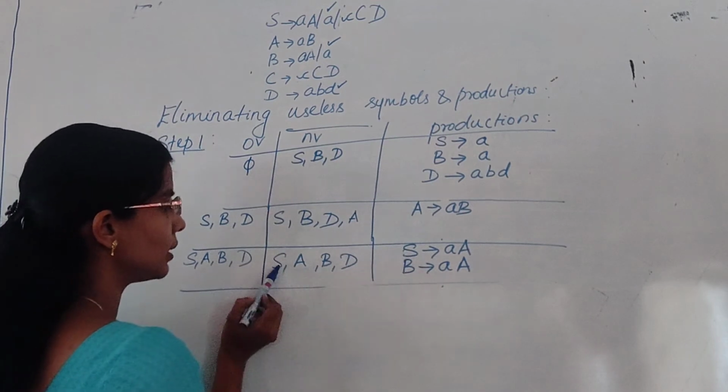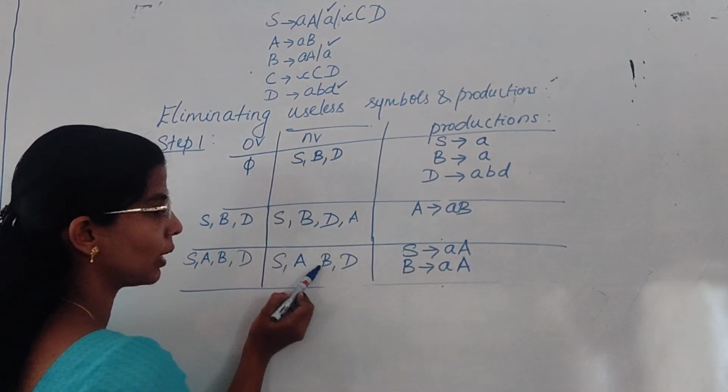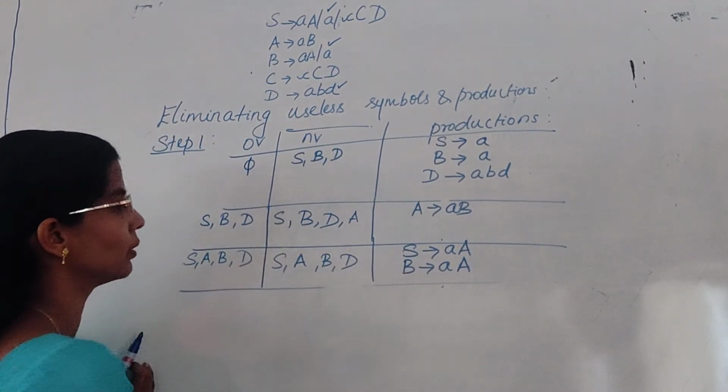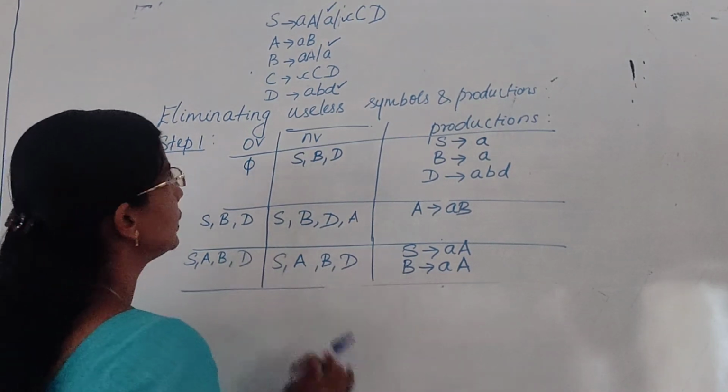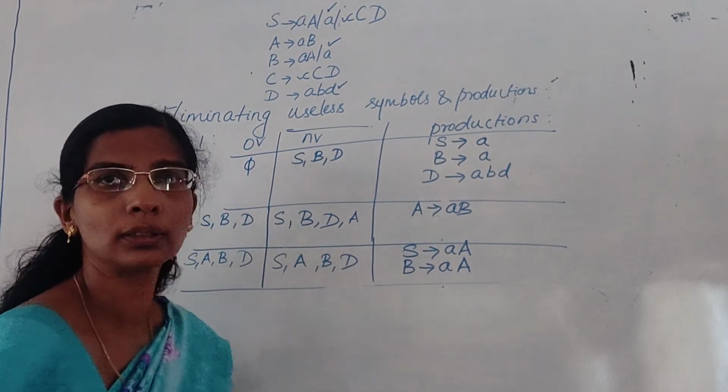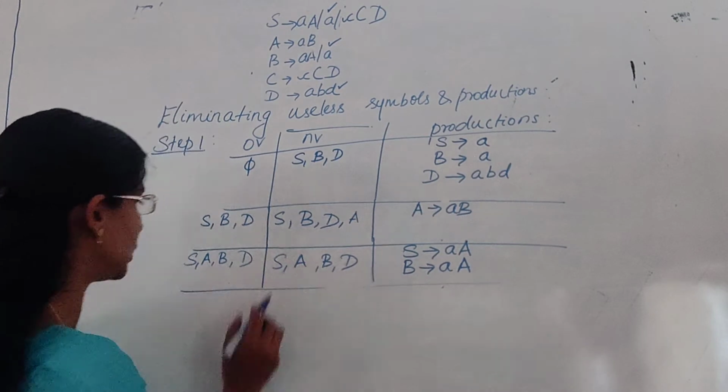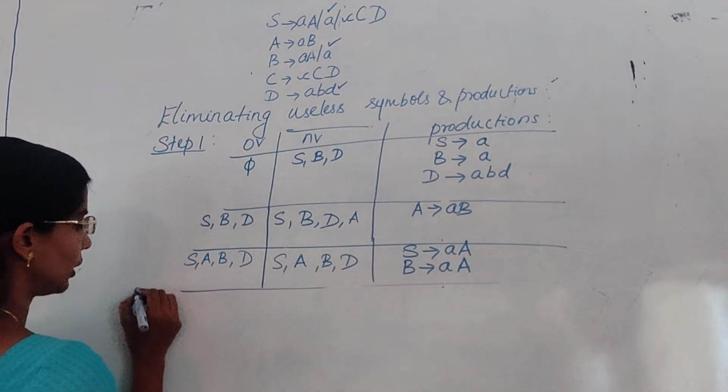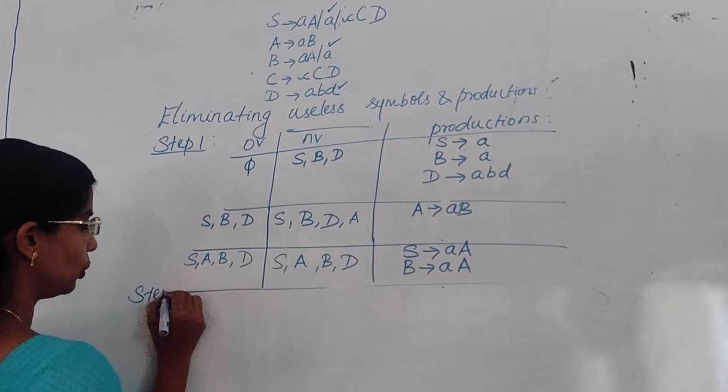So, this S is there already. B is also there already. So, no more new variable. Right? So, with this I can conclude it. I can conclude this step 1. Right?